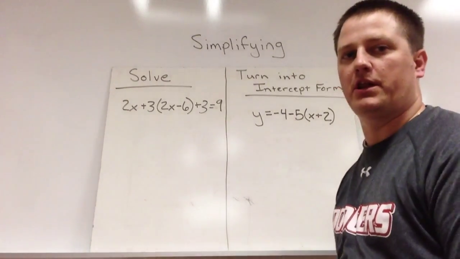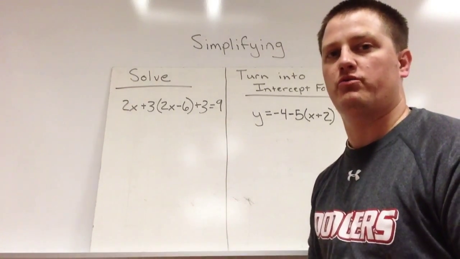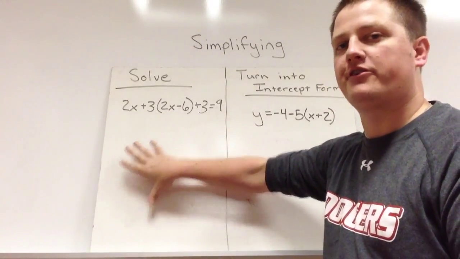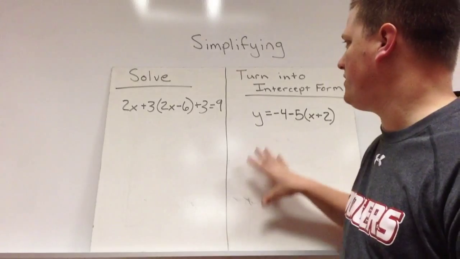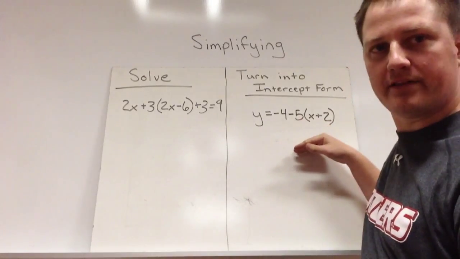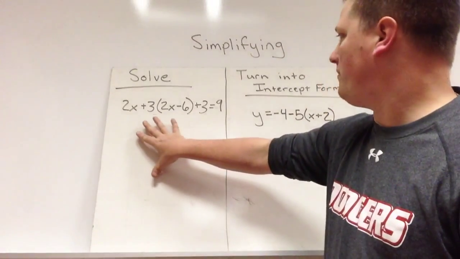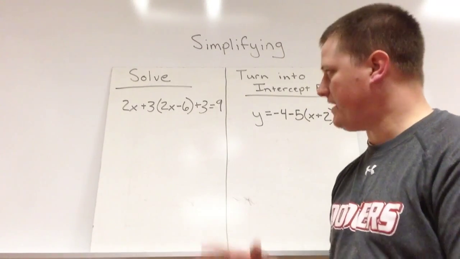The last thing that we want to look at is, why do we do this? Why do we simplify? The first time I'm going to show you is why we do it for solving, and the second time I'm going to show you is we can take what looks like point slope form and turn it into intercept form. So here we have just a basic problem.